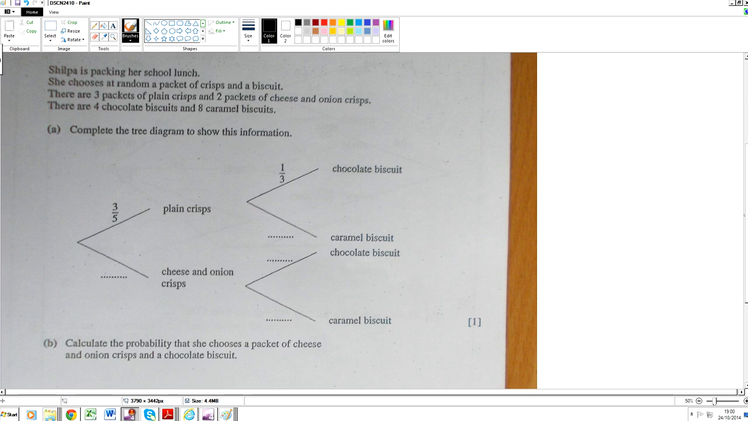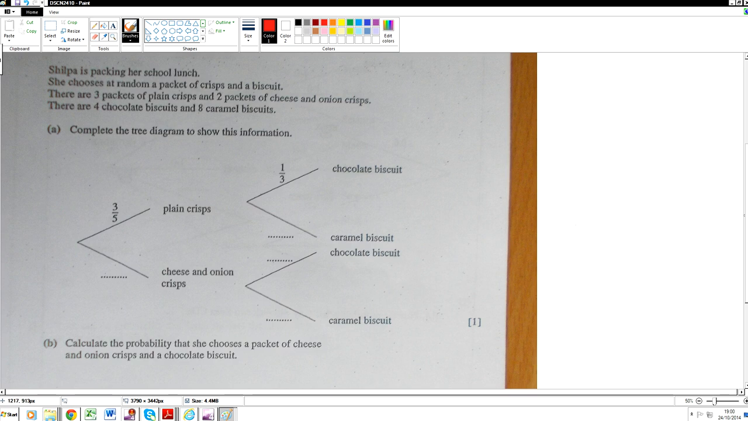Okay, let's have a look. Let's choose a nice red color and a nice size. If 3/5 of them are plain, then to complete it we need 2/5. If 1/3 of the biscuits are chocolate, then the caramel biscuits will be 2/3. For the biscuits, this is again an independent event, so we copy it down again: 1/3 and 2/3. Okay, so we've completed the tree diagram.